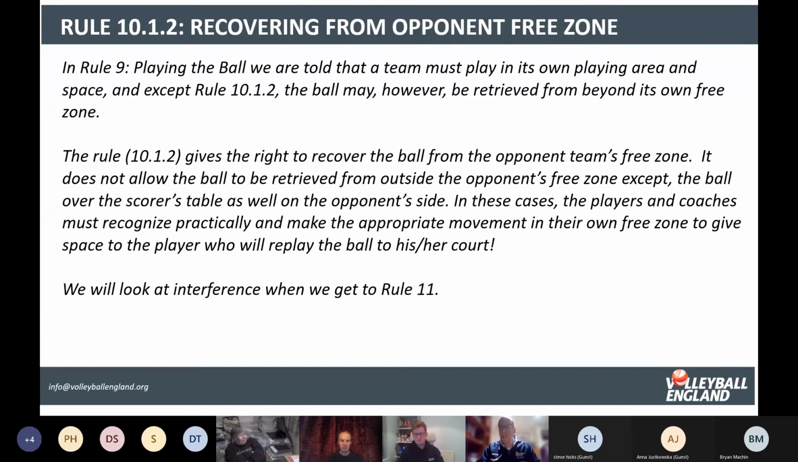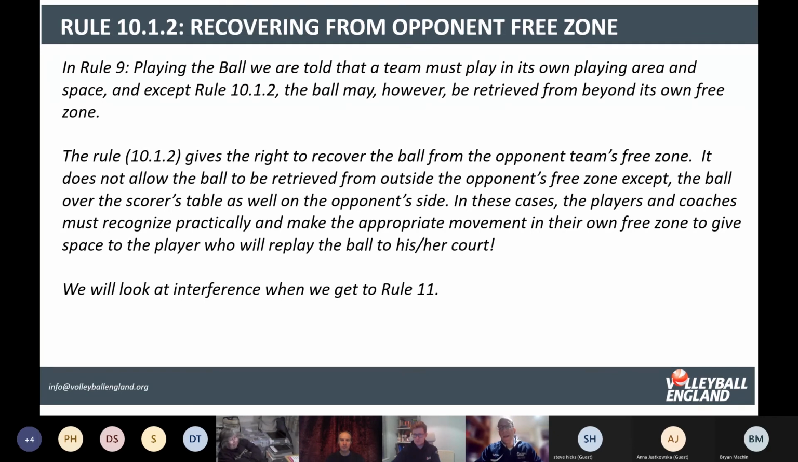There is one exception, and that's the scorer's table. The scorer might not be that comfortable with a player diving over the scorer's table to retrieve a ball, particularly if they're using a laptop, or their nice pristine score sheet, which is now scrumpled up, ball on the floor with a sweaty player on top of it. But the ball can be retrieved from behind the scorer's table or over the scorer's table. I've not seen it happen very often. I was trying to find a clip of Verbov, I think the Russian libero, doing this in one match, but I couldn't find it in time.